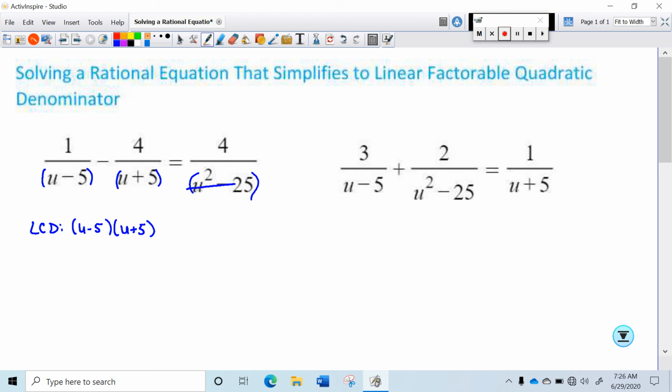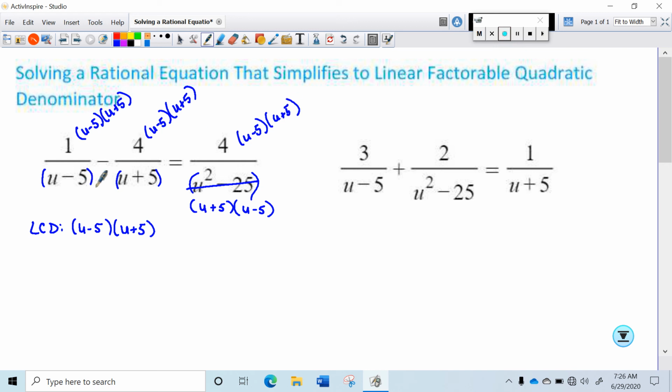Now this is a difference of two squares. So it factors to u plus 5 times u minus 5, but I've already listed those for my LCD, so you don't list them again. You only list each family one time. Once you do that, you put that with each term. The LCD goes with each term like this: u minus 5 times u plus 5, u minus 5 times u plus 5.